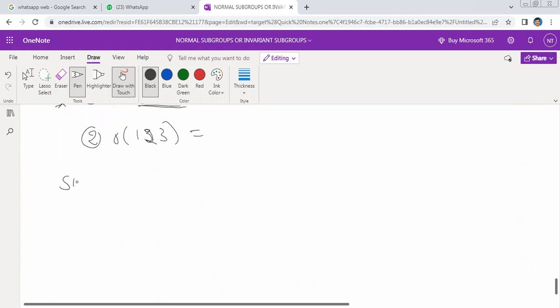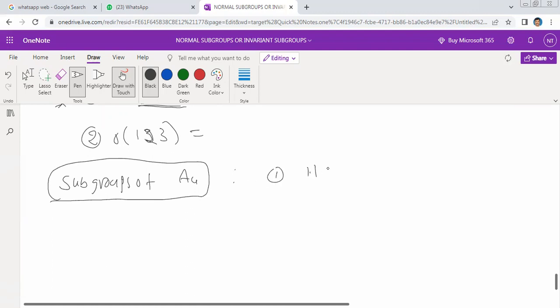Now I want to calculate subgroups of A4. What does subgroup mean? Suppose H is a subgroup of the group A4. First, H must be a subset of A4, and H itself must be a group. So for H to be a subgroup, it must be a subset and itself a group.